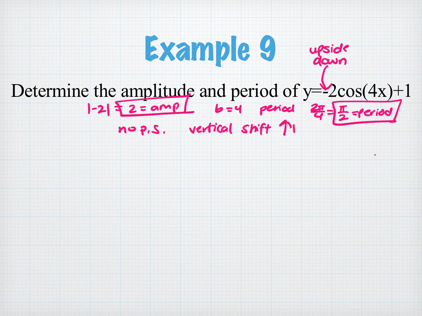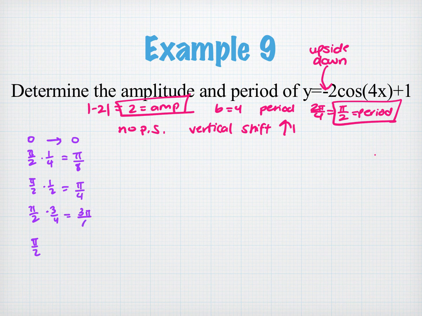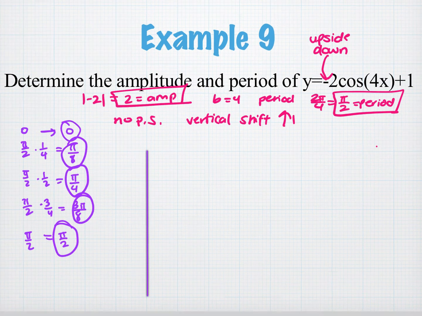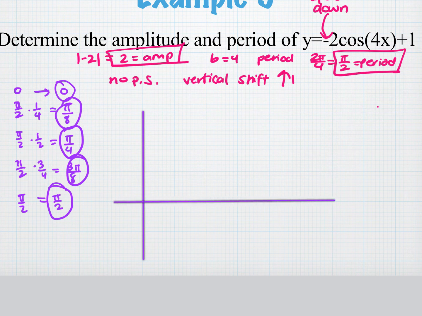So I go through the motions up until that point. I'm going to take that pi over 2. First step is 0, then it's times a fourth, then times a half, then times 3/4, and then the period at the end. So this would be 0, pi over 8, pi over 4, 3 pi over 8, and pi over 2. Those are your 1, 2, 3, 4, 5 key points. They're all positive. There's no phase shift this time, so those are your key points.